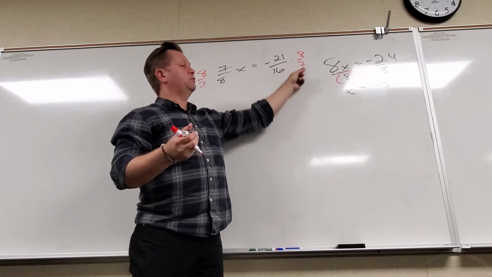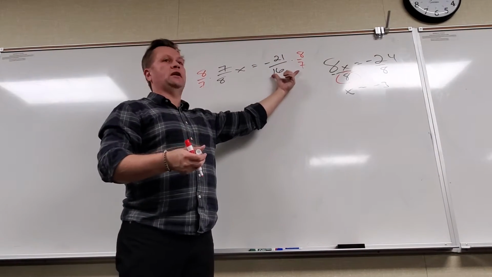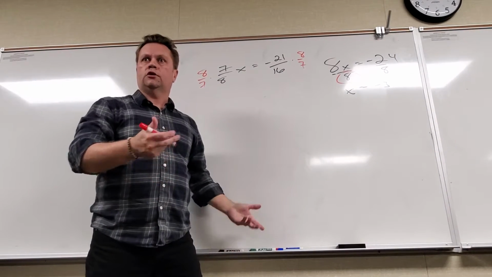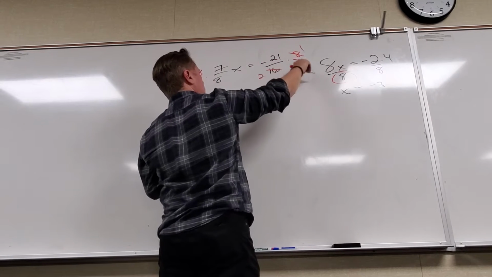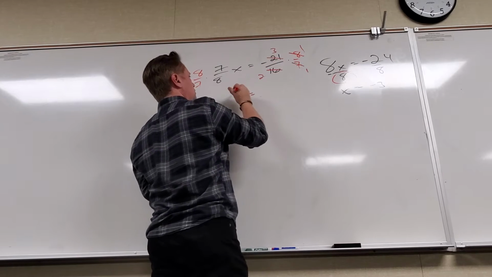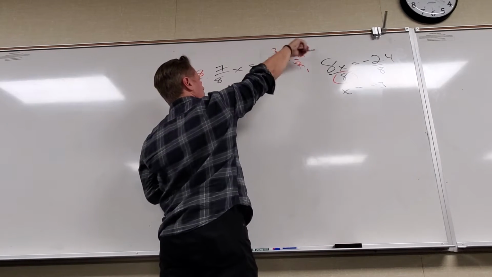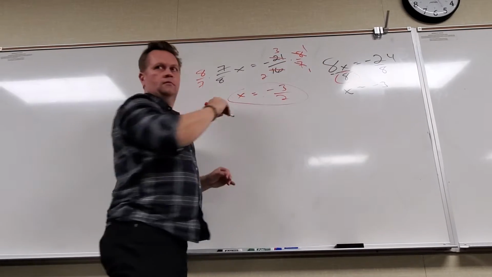Then I just deal with whatever this is. Now this isn't even a solve an equation problem. This is just a simplify fractions problem. Right? So 8 does go into 16, 1 and 2. 7 does go into 21, 1 and 3. And then so I do get negative 3 over 2.